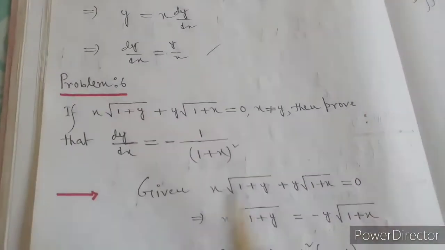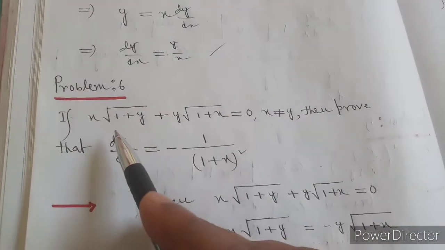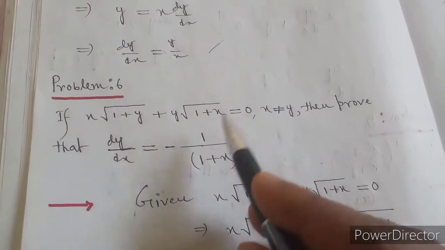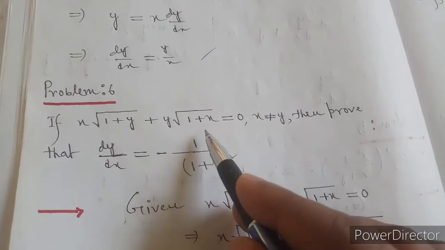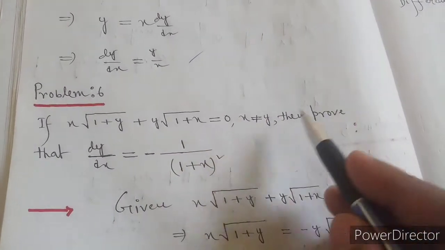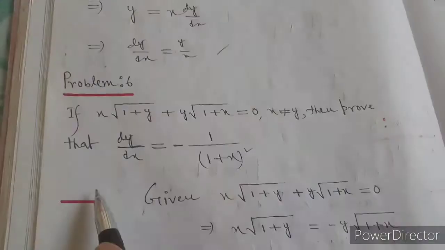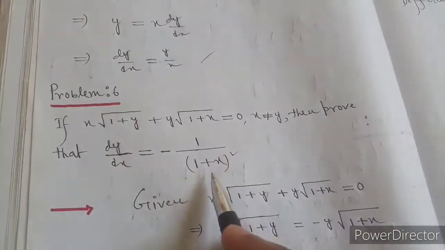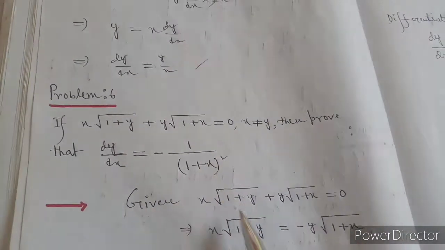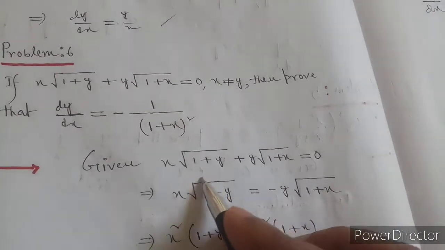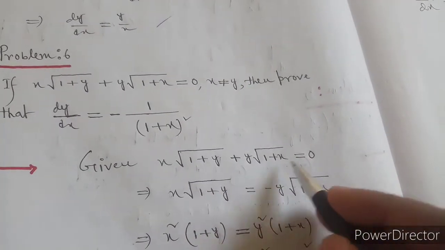So now problem number 6. If x√(1 + y) + y√(x + 1) = 0, where x is not equal to y, then prove that dy/dx equals −1/(1 + x)². How to prove it? Given x√(1 + y) + y√(1 + x) = 0.